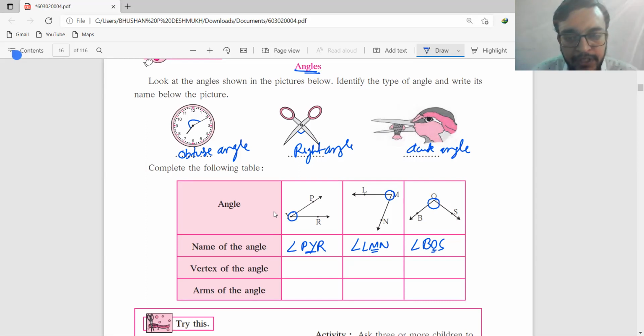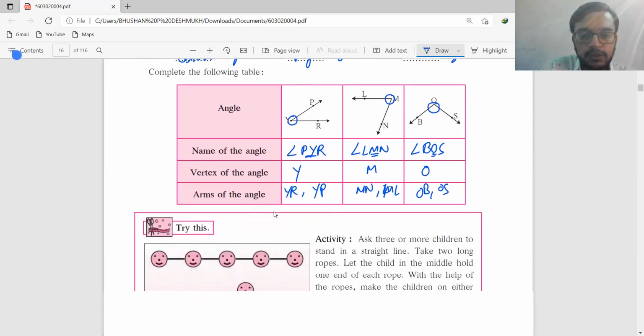Vertex means the point of intersection. Here the vertex is Y, here the vertex is M, and the vertex is O. And the arms of the angle are arms YR and YP, right? Here MN and ML, here OB and OS. Okay.